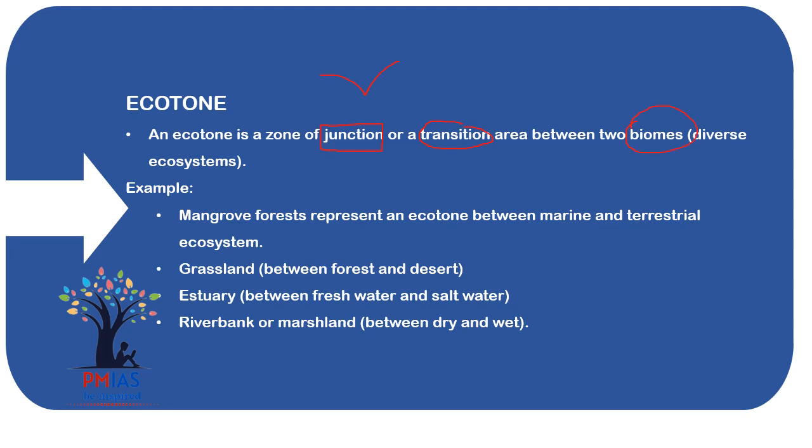Okay, what are those two biomes? For example, mangrove forest lies between the marine and terrestrial ecosystems. Grassland lies between forest and desert. Estuary lies between fresh water and salt water. River bank or marshland lies between dry and wet areas. So this junction, common area or transition area is known as the ecotone, and biological productivity at an ecotone is much higher than elsewhere. That is, the productivity in this area will be a little higher.